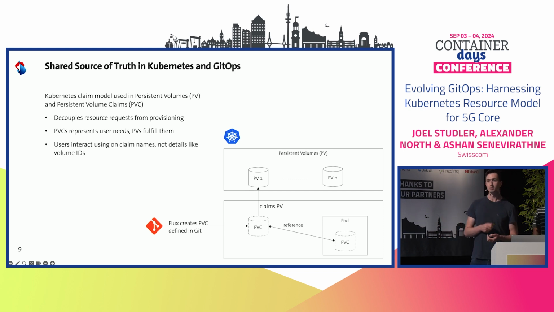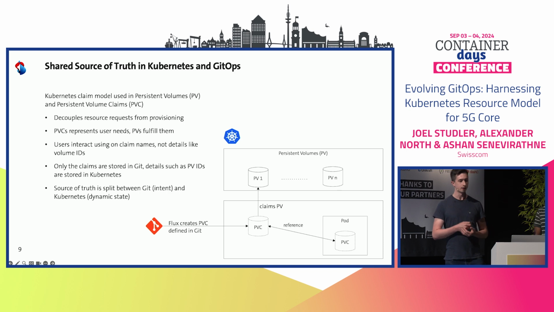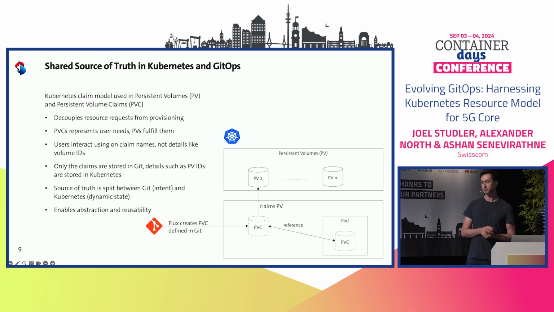The user manages only names, not the low-level details. Kubernetes is the part that manages these parts. And we have then a source of truth split between Kubernetes and Git. But this enables abstraction and reusability.